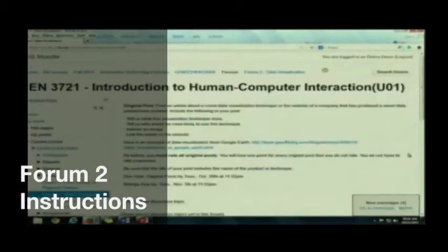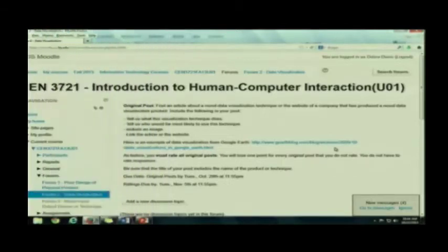Okay, let's look at Form 2 really quick. It's quick and easy. I want you to find a novel data visualization technique. Either a website of a company that's produced a novel idea, or the product itself, but it must be novel.